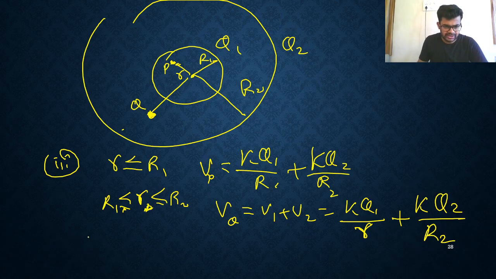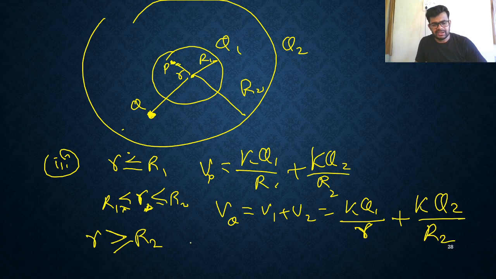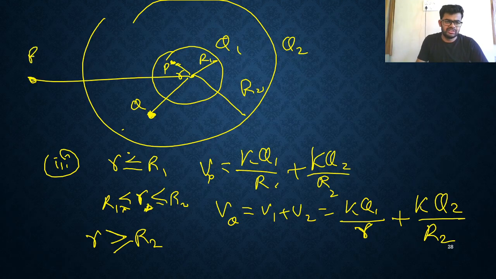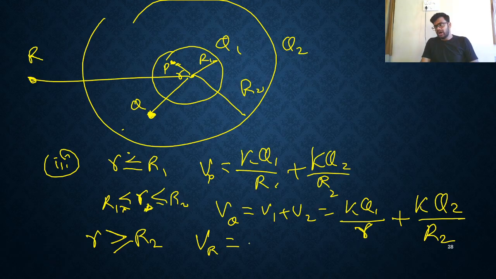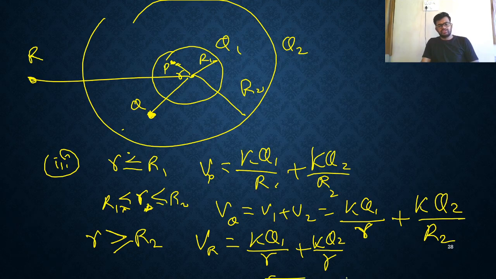Okay, that's all clear. Last, r is greater than or equal to R2, which means the point is just outside. So let's say this is the point r. You will see the potential at point r: this point is outside both the shells. So you'll write KQ1 upon small r plus KQ2 upon small r. Okay, that's all. So this is the answer.